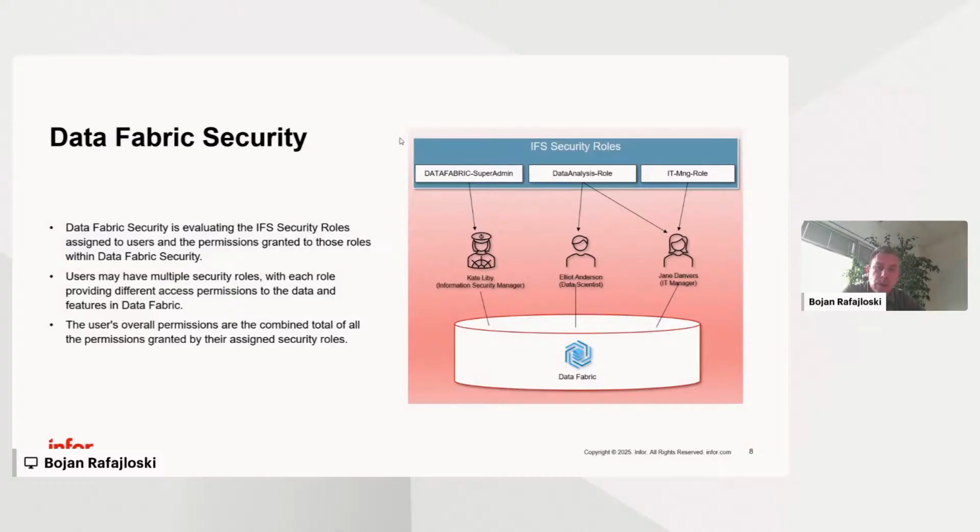It's important to understand some of the core concepts here, that a user within Infor can have multiple IFS security roles assigned to them, and you can assign different kinds of permissions and data security permissions on these roles. So the combination of all the roles that are assigned to a user will give a union of all the permissions that they can access in terms of the features as well as data.